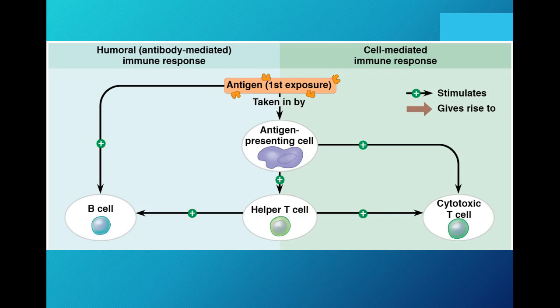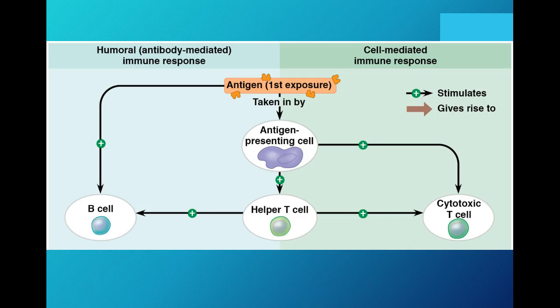The majority of what I've discussed thus far has only considered first exposures to a pathogen and a first exposure to an antigen on the outside of that pathogen. So this is a summary showing you after the first exposure, the pathogen and antigen on that pathogen is taken in by antigen-presenting cells, which is going to stimulate the production of helper T cells, cytotoxic T cells, and B cells, all in that first exposure.